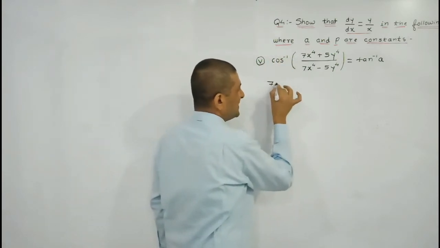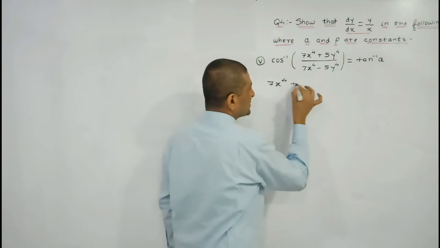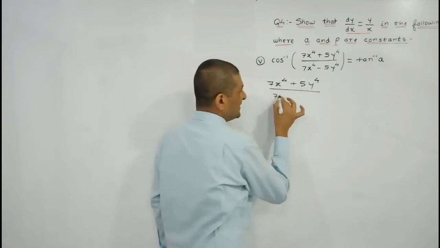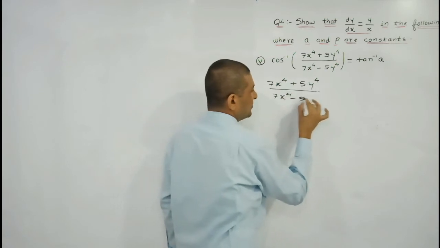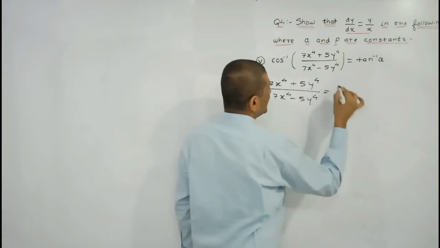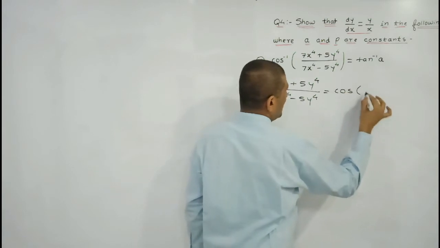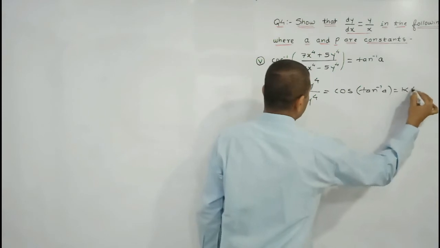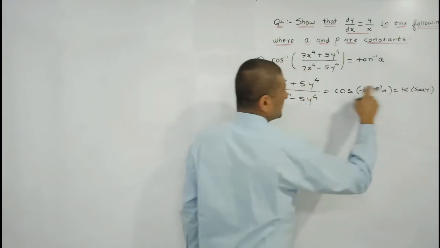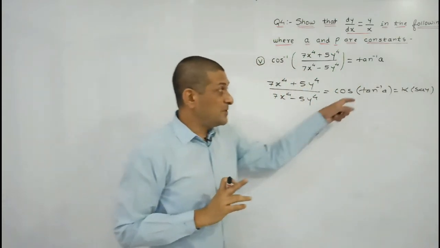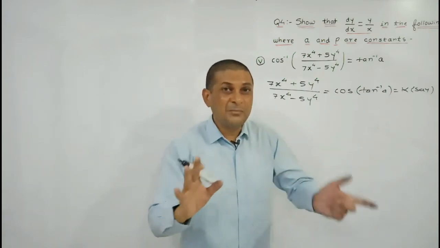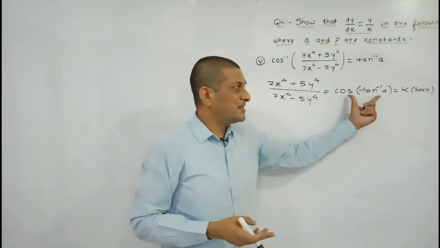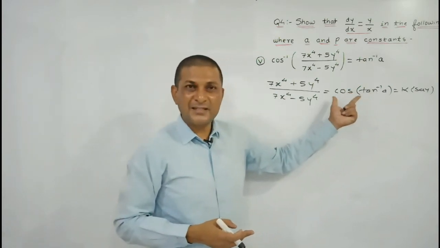Here we will get 7x raised to power 4 plus 5y raised to power 4, and in the denominator what will we get? 7x raised to power 4 minus 5y raised to power 4. And if you are taking cos on this side, we will get cos of tan inverse of a. Let us denote it by k. Why are we denoting it by k? Because it is a constant term. Why are we saying that it is a constant term? Because the variables do not appear. Which are the variables? x and y are the variables. Since x and y do not appear on this side, that's why we are saying that it is a constant term.